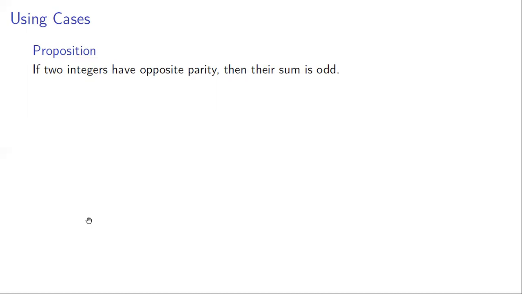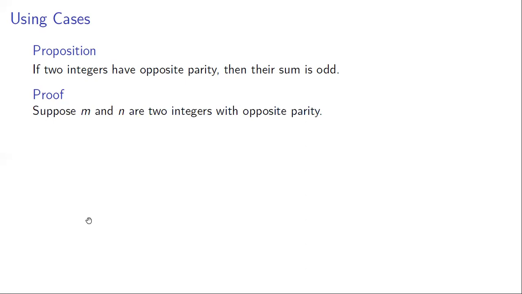So let's prove it using cases. Now, how did we know to prove it using cases? Well, it does seem like a natural fit, because when we have two integers with opposite parity, that breaks down nicely into two cases: the first is odd and the second is even, or the first is even and the second is odd. So, proof. Suppose m and n are two integers with opposite parity, right?